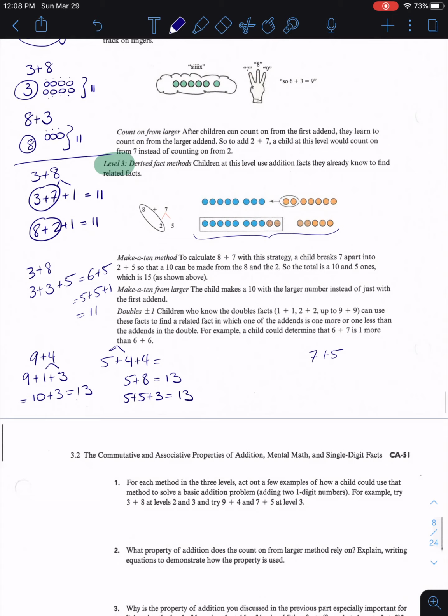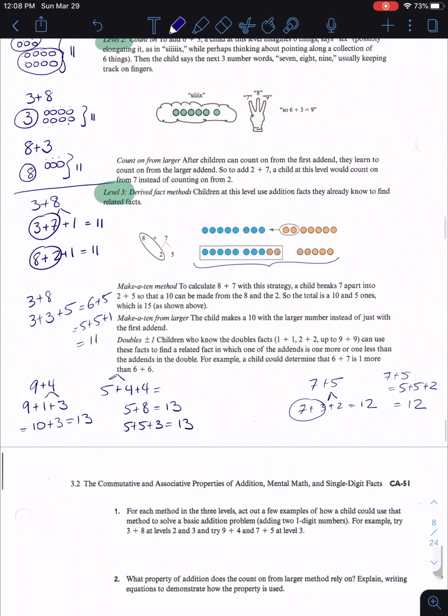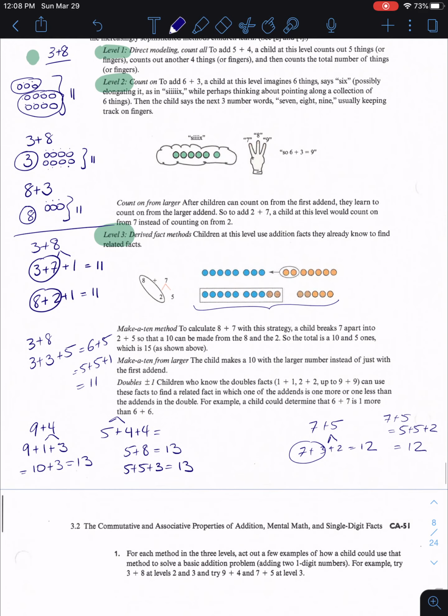And 7 plus 5, we could make 10 from, in this case, the larger is first, so it can be from the larger. So 3 and 2. So there's our 10. So that's 12. Or we can do doubles: 5 plus 5 plus 2. So there's our 12 again. So kids can be quite flexible in how they think of these small additions. And notice this is really before they start thinking about place value, and they're simply working with single digit addition.